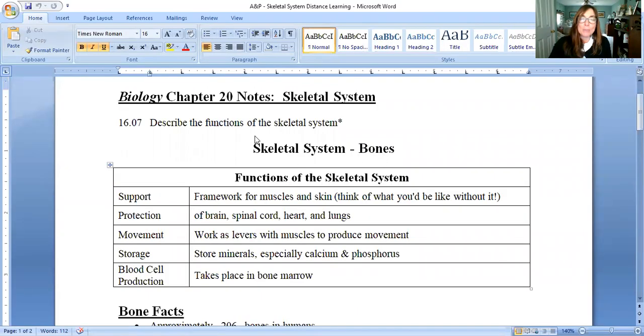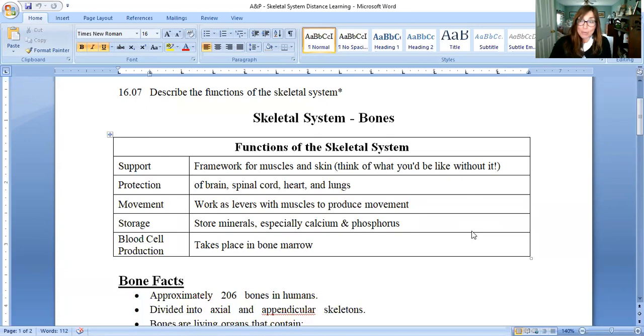All right, so first objective is just to talk about the functions of the skeletal system. They're listed here for you. Some of these I think would probably be pretty obvious. For example, it provides support for your muscles and your skin. If you wonder what kind of support, just think of what you would be like if all the bones in your body dissolved right now. You wouldn't be able to have posture. You wouldn't have anything for your muscles to attach to in order to move your body. Your skin wouldn't have much to hold on to, and so on.